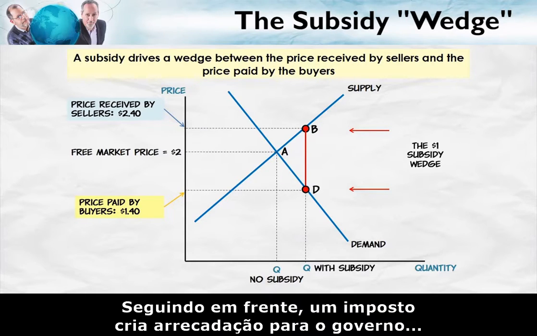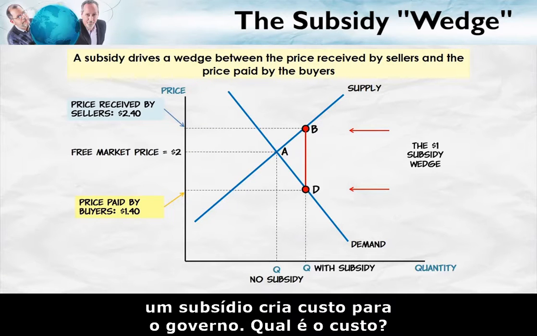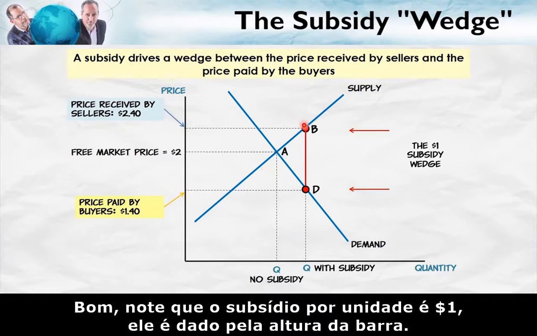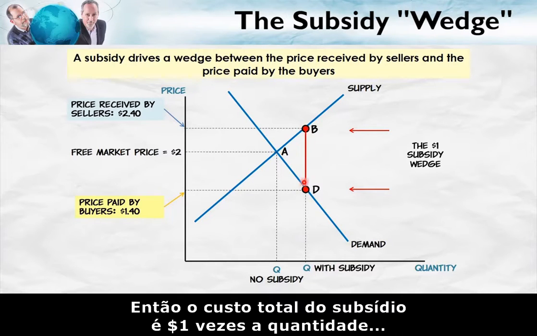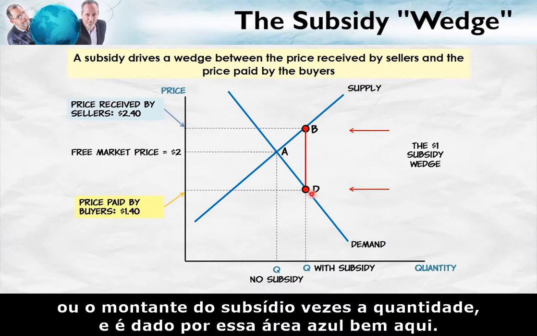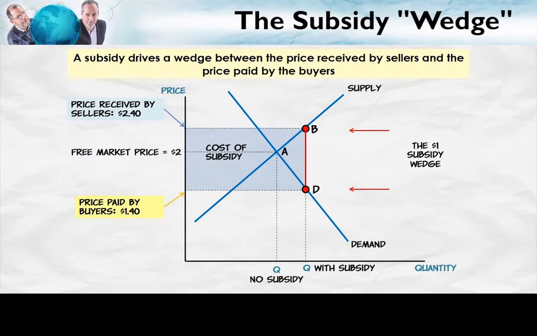Next, a tax creates revenues for the government. A subsidy creates costs to the government. What is the cost? Well, notice that the per unit subsidy is $1. That's given by the height of the wedge. What's the quantity which is subsidized? Well, it's this quantity right here. So the total cost of the subsidy is $1 times the quantity, or the subsidy amount times the quantity. So it's given by this blue area right here.